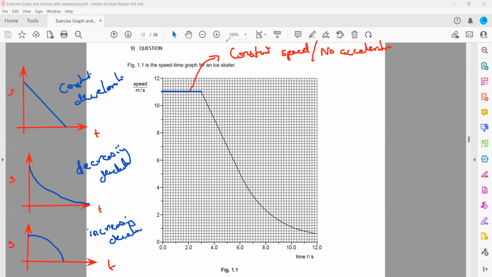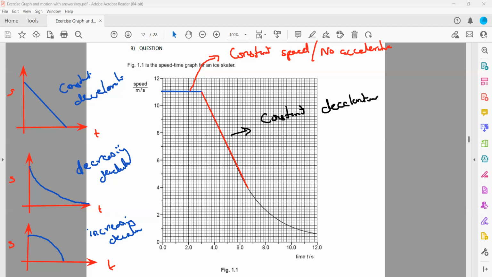If you see this part where it is approximately a straight line, till this point it looked like a straight line. What can you say about this object? Constant deceleration. So in this part it has a constant deceleration, where speed is decreasing, but every time the same decrease in speed.